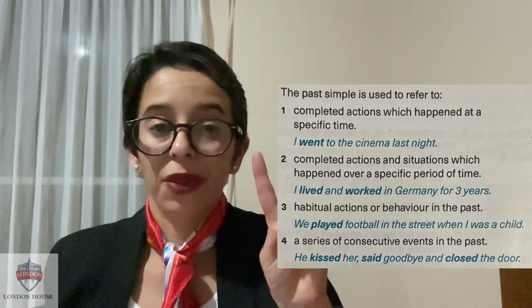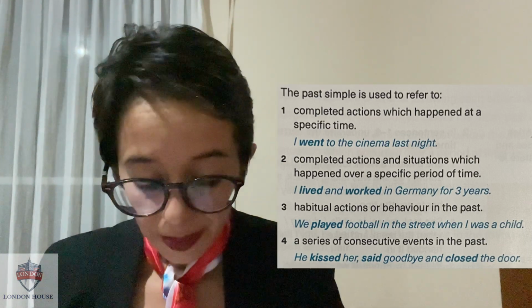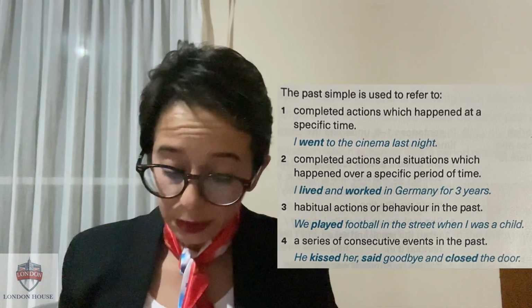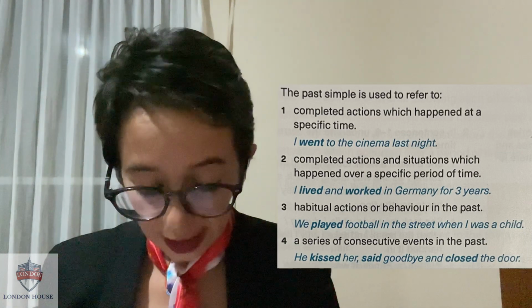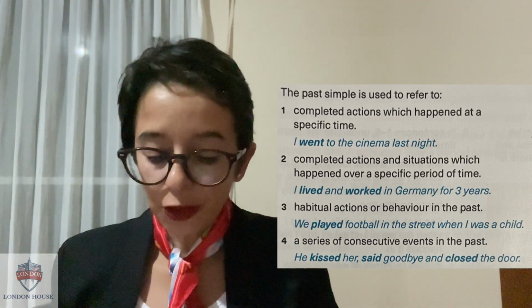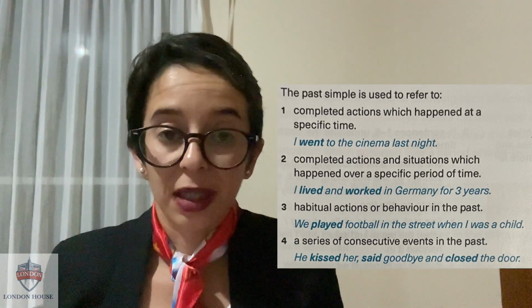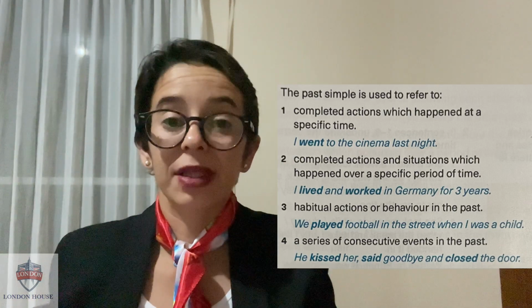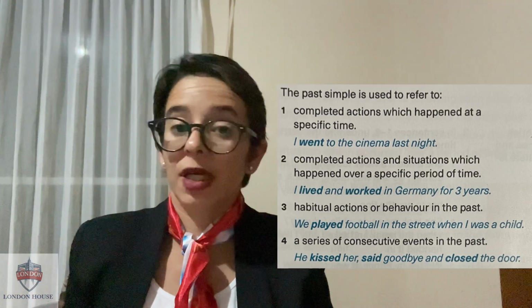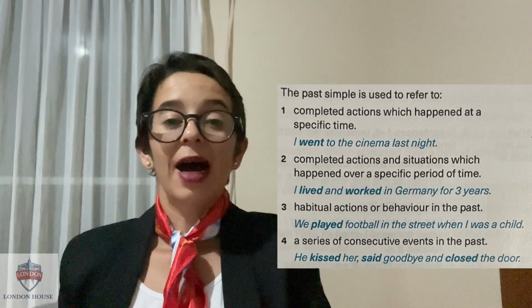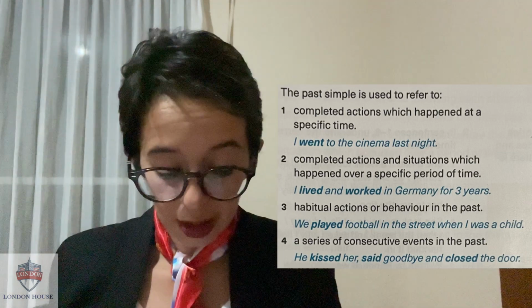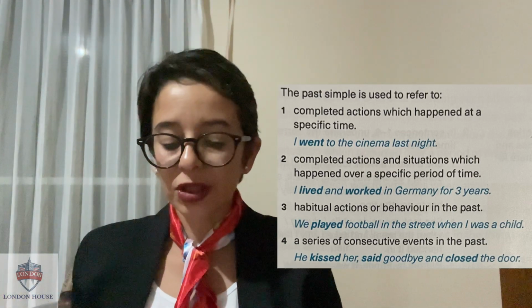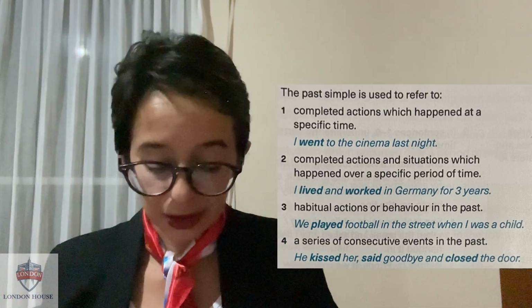Let's go to the third use, habitual actions or behavior in the past. For example, I'm going to give you an example. We played football in the street when I was a child. That is that it was, let's say, a habit that I had in the past, but now I don't play anymore. And the number 4, the fourth use, it is a series of consecutive events in the past.